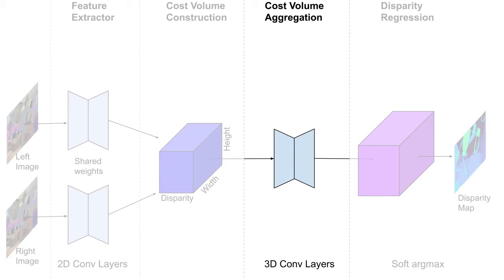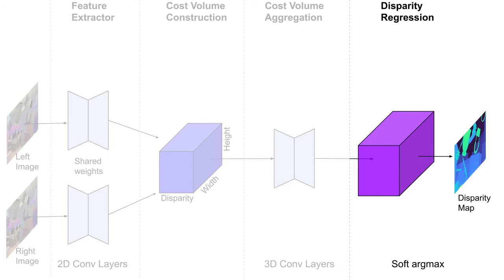Cost aggregation refines the constructed 4D cost volume through 3D convolutional layers, enhancing the scene's geometric understanding. Finally, disparities are computed from the refined 4D cost volume, typically by using the soft argmax operation.